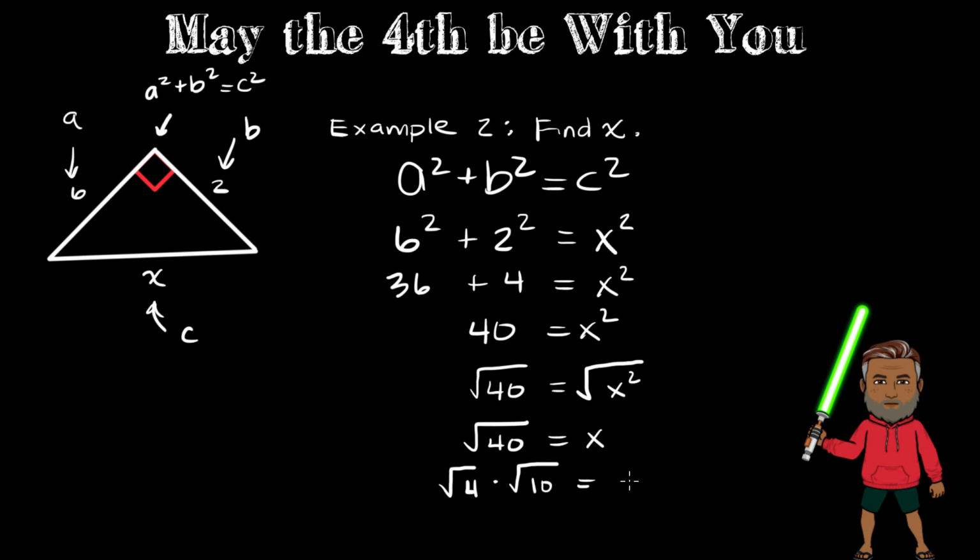So I'm going to use that breakdown for our x. The square root of 4 is 2. The square root of 10 cannot be simplified further, so we're going to just write 2 square root of 10. And our answer is that x, the hypotenuse, is equal to 2 square root 10.